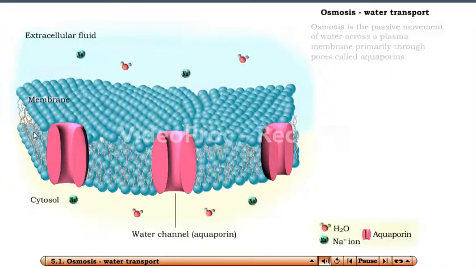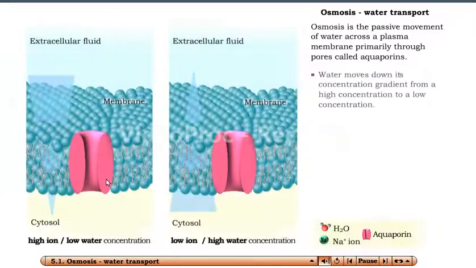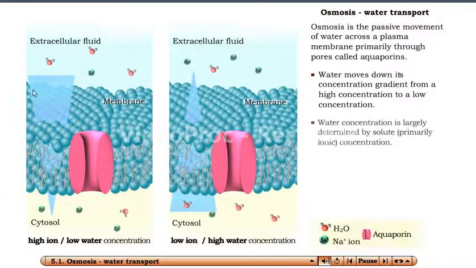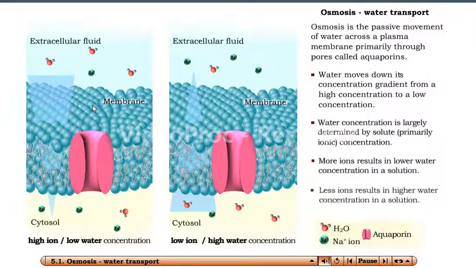Water passes in and out of a cell primarily through pores called aquaporin. During osmosis, water, like ions, will move down its concentration gradient. The concentration gradient of water is, to a large degree, determined by the fluid's solute concentration.